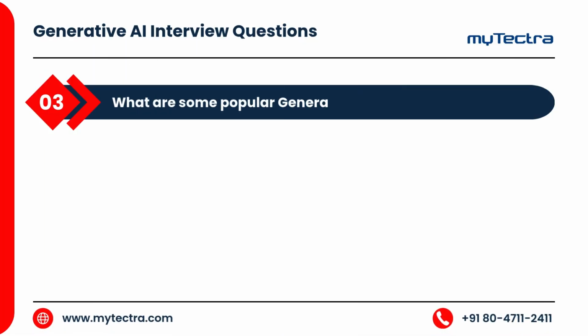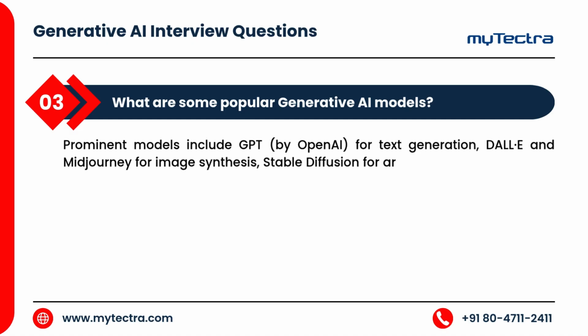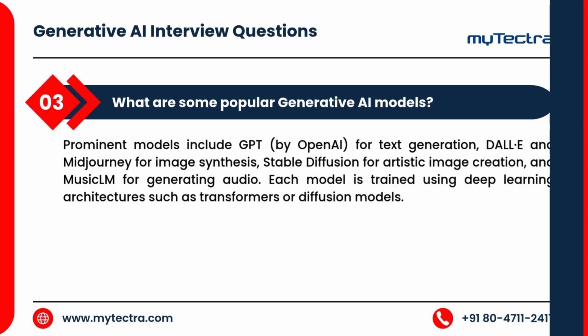What are some popular generative AI models? Prominent models include GPT by OpenAI for text generation, DALL-E and Midjourney for image synthesis, Stable Diffusion for artistic image creation, and MusicLM for generating audio. Each model is trained using deep learning architectures such as transformers or diffusion models.